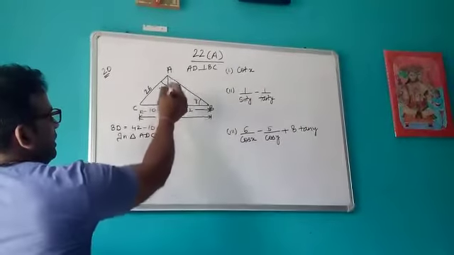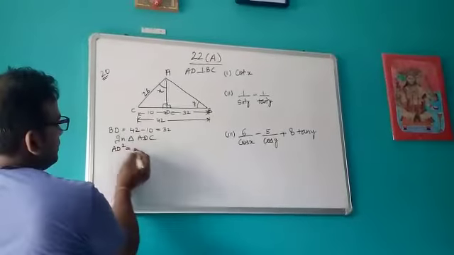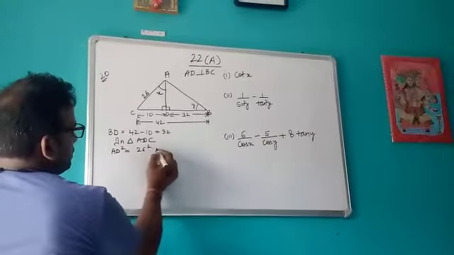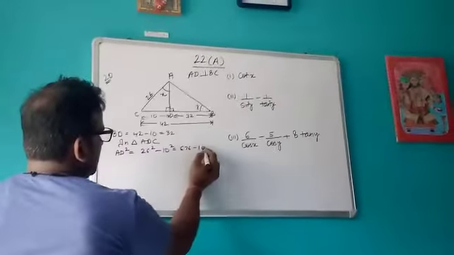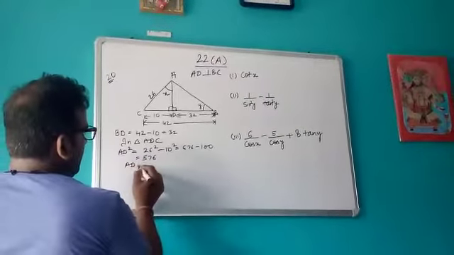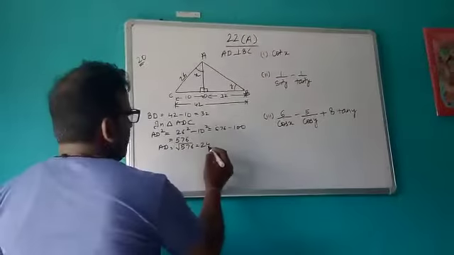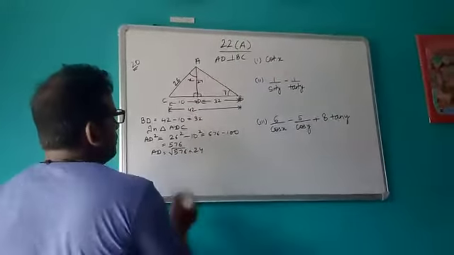So in triangle ADC, AD is unknown to us. So we will calculate AD square is equal to 26 square minus 10 square, that is 676 minus 100, so it is 576. So what is AD? Okay, so we will find the value of AD as 24. So this is now 24.